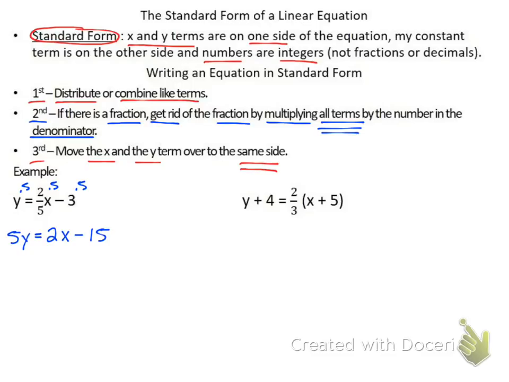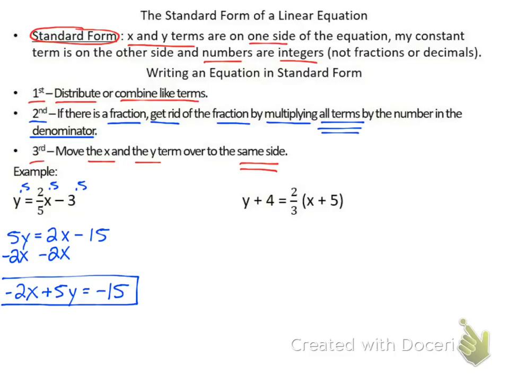For my last step, I've gotten rid of my fraction, so what I want to do is get my x and y over to the same side. I'm going to subtract this 2x over to the other side. One thing with standard form is I want it to be particular. I want the x to come first, the y second, and then my constant term on the other side. So it's a negative 2x, it's a positive 5y, and it's a negative 15 on the other side. This is the standard form of an equation.